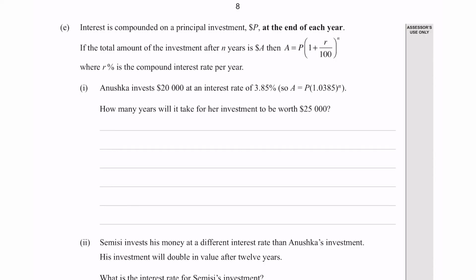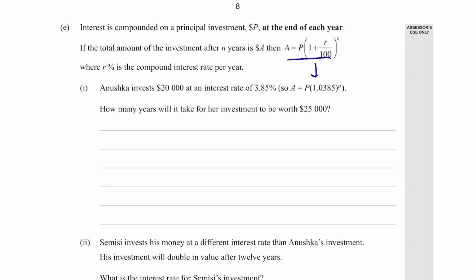Alright, and finally, we'll look at some exam questions from the 2018 paper. So, interest is compounded on a principal investment at the end of each year. If the total amount of the investment after n years is $A, then they give us A is equal to P multiplied by (1 plus r over 100) to the power of n, which looks pretty similar to something we've just done, and r is the interest rate per year. Now, we've got Anushka here, and she's investing $20,000 at an interest rate of 3.85%. And they've even simplified this equation down for us here. How many years will it take for her investment to be worth $25,000?